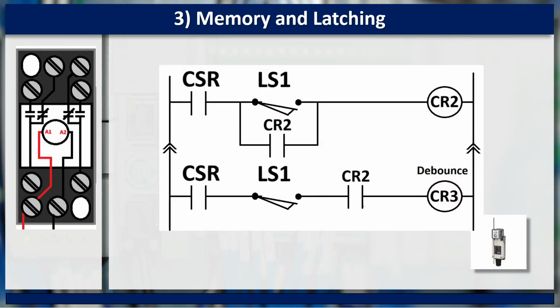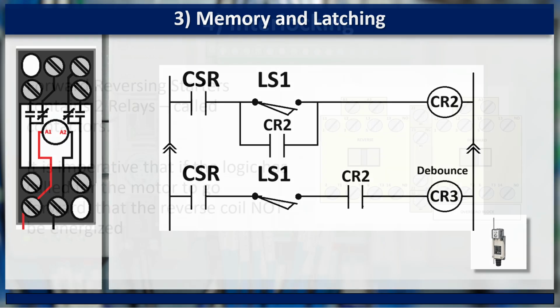One solution is to latch CR2. Later in the logic, a normally open CR2 contact indicates that LS1 has already operated. If LS1 operates again while CR2 remains energized, the circuit can energize CR3 as a debounce or double count relay. CR3 can then enunciate a problem or be used in the logic to prevent a second count from LS1.